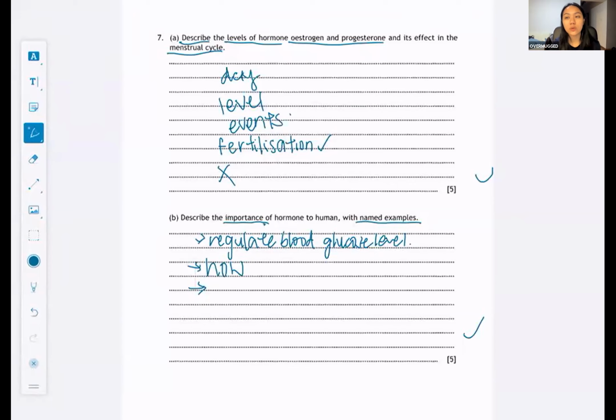So this question is also asking for that. Why is it important for blood glucose level to stay constant? It's because we do not want it to affect the water potential of our blood, right? So this is also in the notes. So just make sure you put it out there.